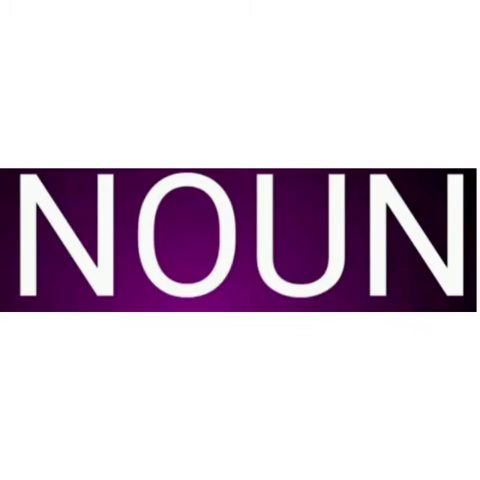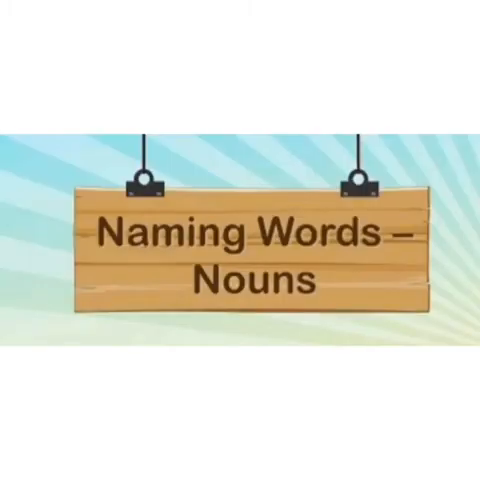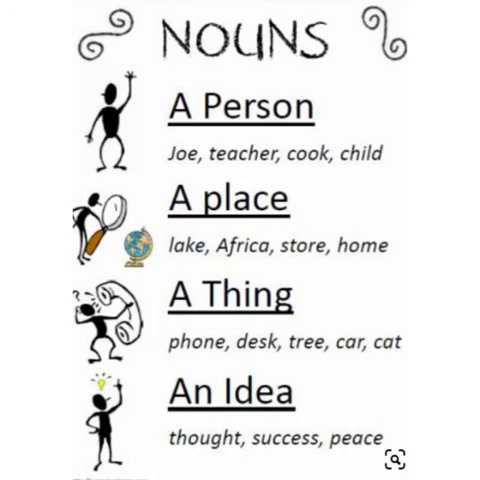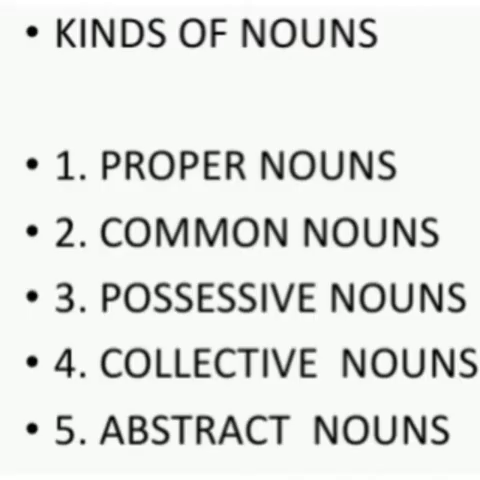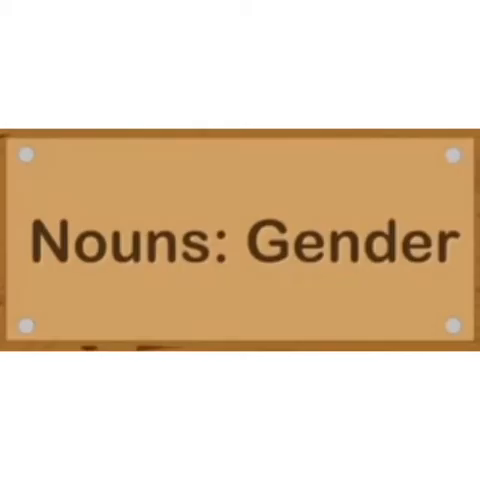We are doing the topic nouns, the naming words. They name a person, place, animal, thing, or an idea. We also did the 5 kinds of nouns: proper nouns, common nouns, possessive nouns, collective nouns, and abstract nouns. Today we will start the topic gender.